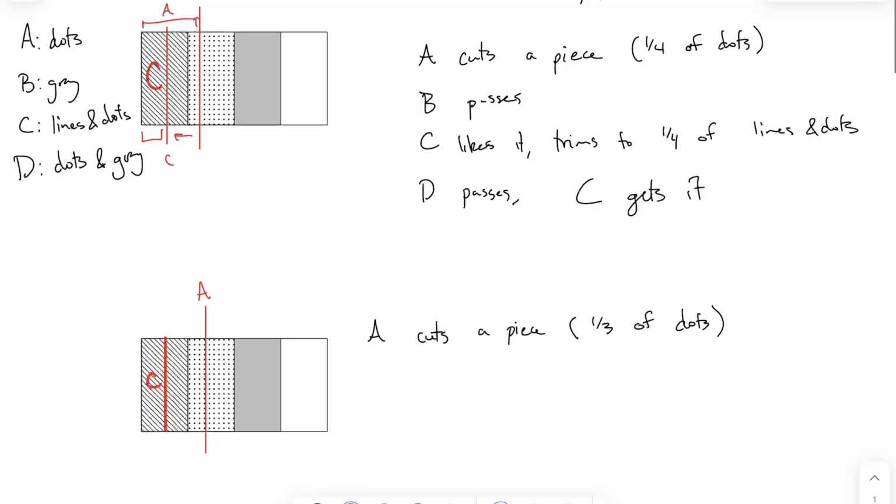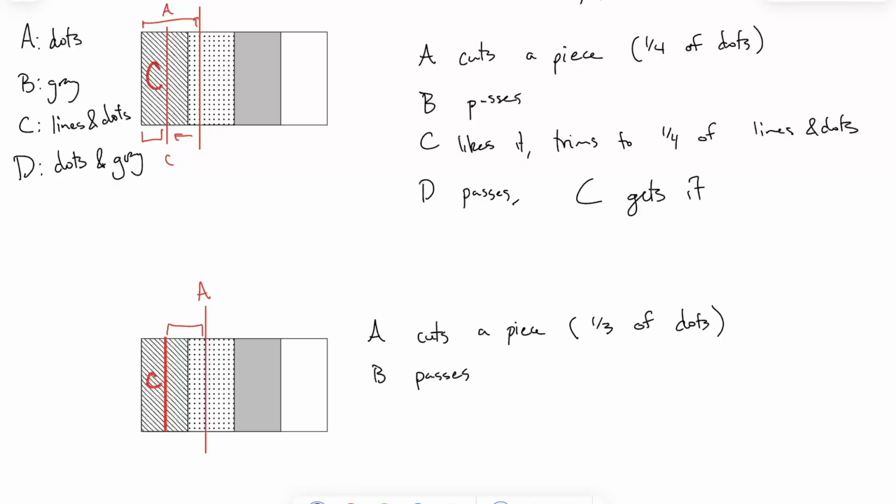So B, what do you say? Does B like this piece? I'm talking about the piece to the left of the line here. I think the answer is B does not like that piece because B likes only the gray piece. So B passes.